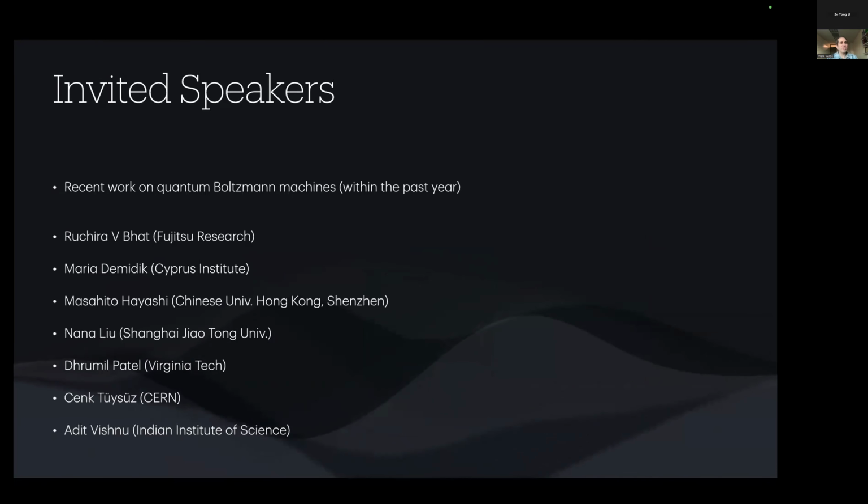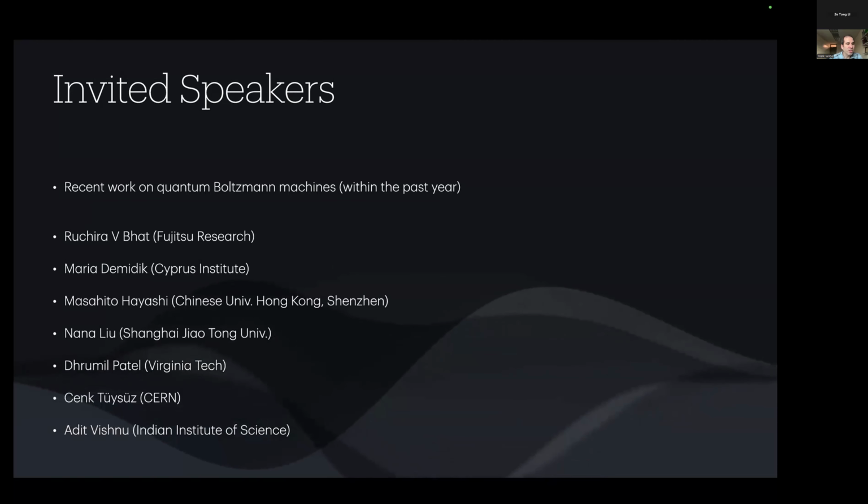I wanted to mention some other names of invited speakers we have. There's been really within the past year, several papers on quantum Boltzmann machines from various people. I'll just say their first names: Ruchira, Maria, Masahito, Nana, Drumil, Cheng, Adit. So they'll be talking throughout the workshop, and I'm very pleased to have them and to count two of them as collaborators.